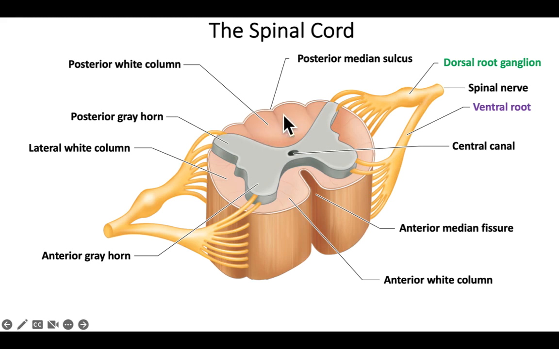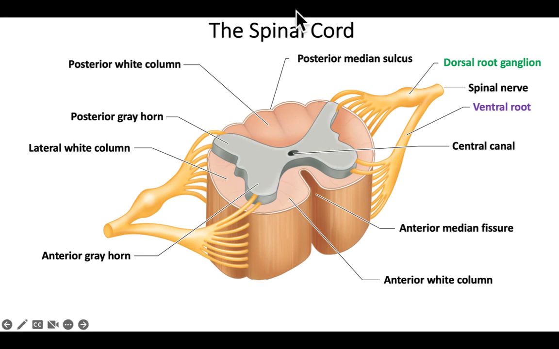It's divided up into what they call columns. So this would be the posterior column or white column. This is lateral white column. And then this is anterior white column. Again, when we start getting into the tracts within the white matter, there are specific tracts that lead to places. They might lead up to a specific place in the brain, or they might be coming down from a specific part of the brain.